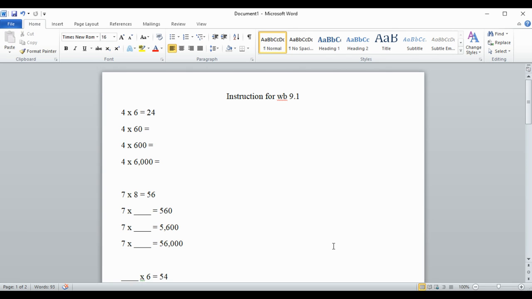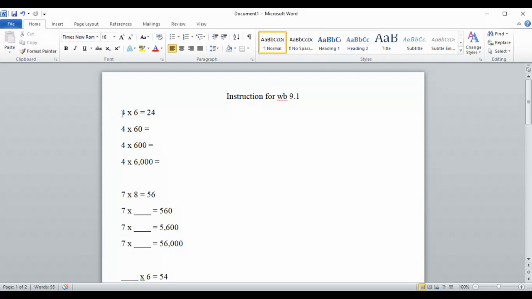This video is for instruction for workbook page 9.1, and it's going to be very similar to the instruction for worksheet 9.1.1. This is just building a little bit further onto those concepts. I think I mentioned that for these types of problems, I like to use what I call the find the math fact and add the zeros method.